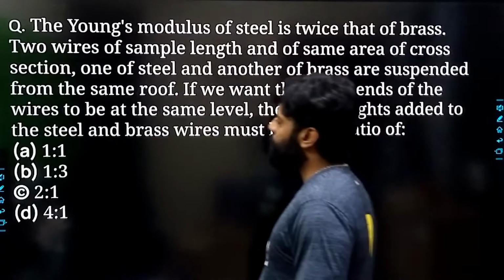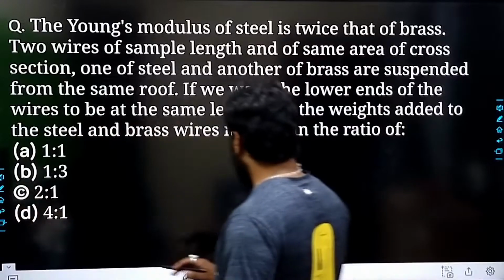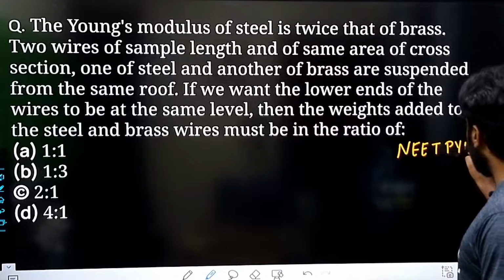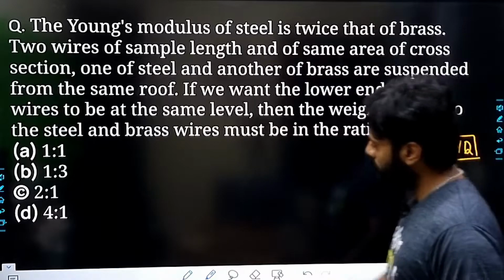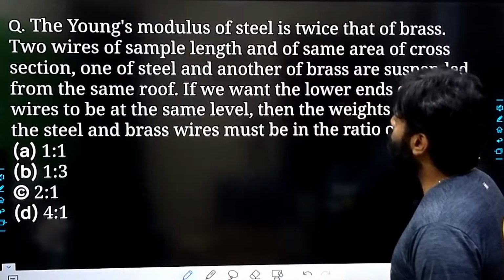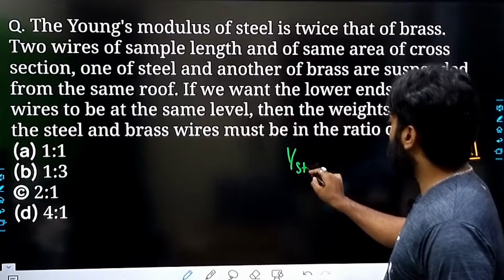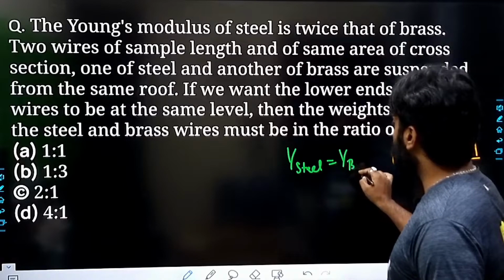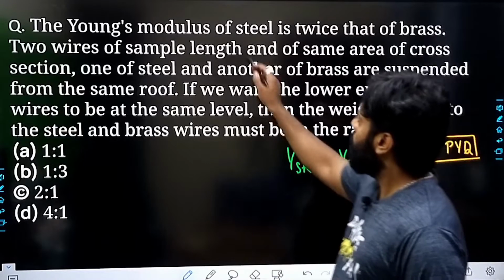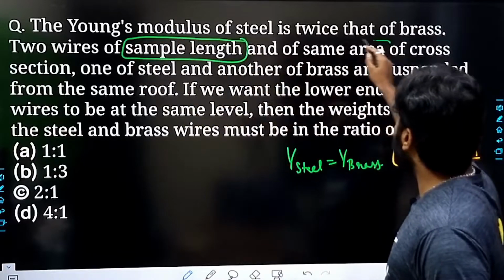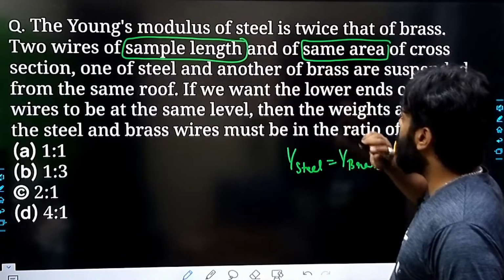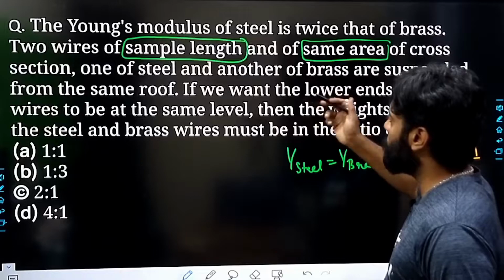In the next question, this question is also from NEET PYQ. The Young modulus of steel is twice that of brass. Okay, Y steel is equal to 2 Y brass. It is given to you. Two wires of the same length and the same area, one of steel and one of brass, are suspended from the same roof.